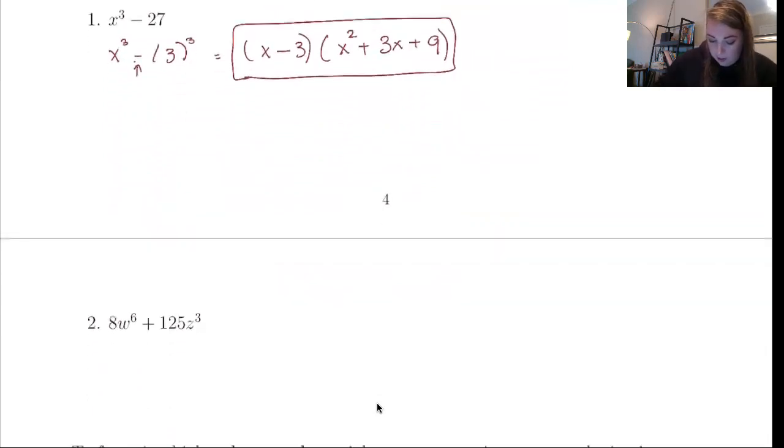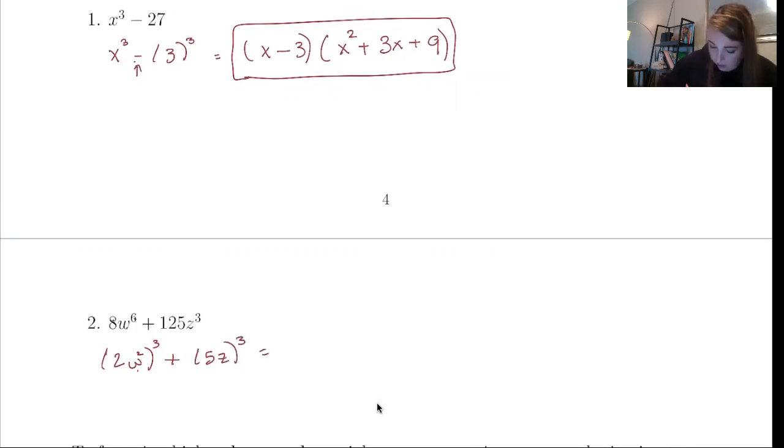We can even take it a step further. What about 8w to the 6 plus 125z cubed? So 8 is 2 cubed, right? So this would be 2, and then this is w to the 6th. I want it to be something to the third, so that would make that w squared, since if I distributed the 3, it would be 2 cubed, and then w to the 2 times 3, and 2 times 3 is 6. So plus 125 is 5 cubed, and z cubed, so this would be 5z cubed.